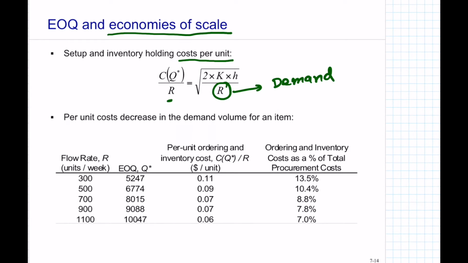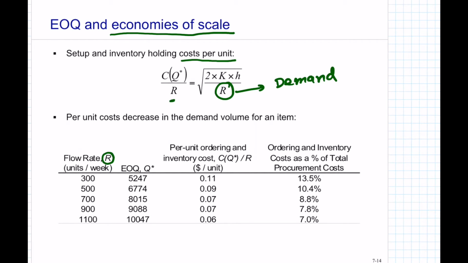So if you look at the calculations below, when we go from a flow rate of 300 units per week to 1100 per week, the economic order quantity reaches more than 10,000 units. And you can also see that the per unit cost comes down from 11 cents per unit to 6 cents per unit.